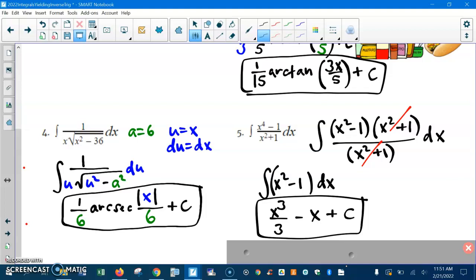Now, how would we check all of these answers? We would take the derivatives of our answers, and we would know then that we had been doing it correctly.